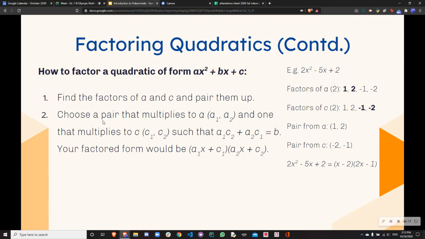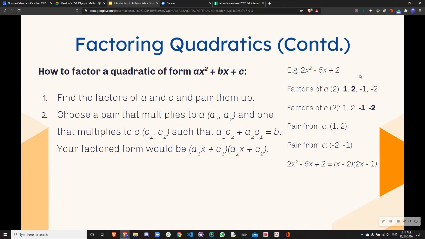The second step is to choose a pair that multiplies to a. Let's call this a1, a2. Choose another pair that multiplies to c. Let's call it c1, c2. Such that a1 times c2 plus a2 times c1 gives you b. That means your factored form would look like (a1x plus c1) times (a2x plus c2).